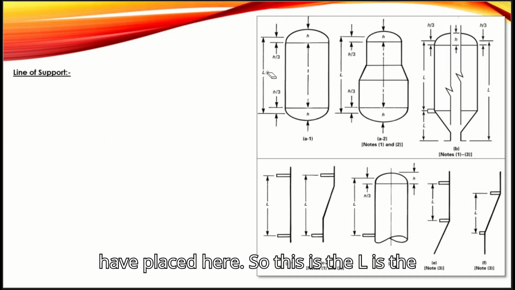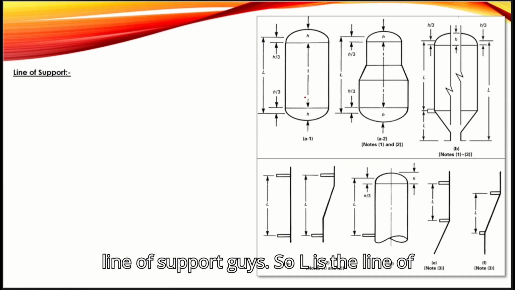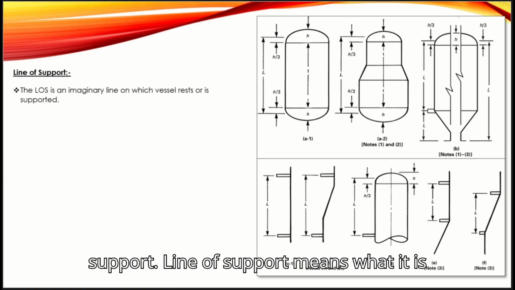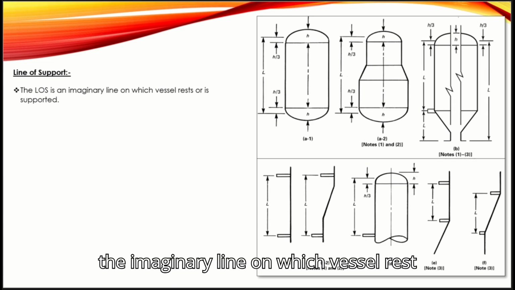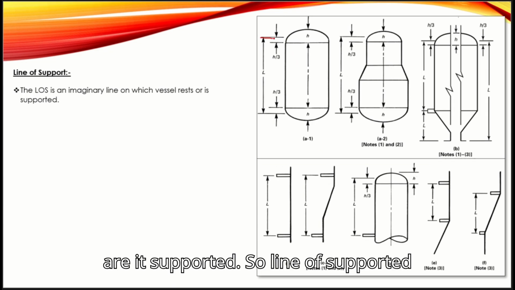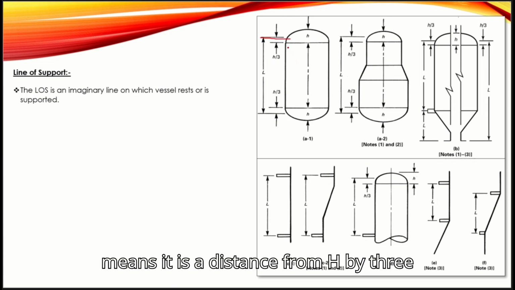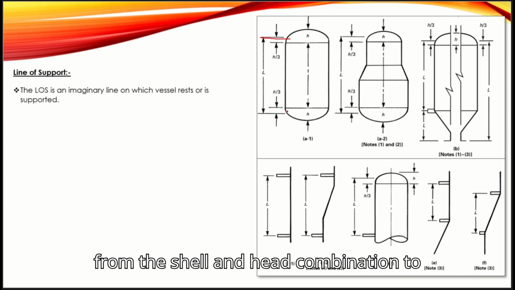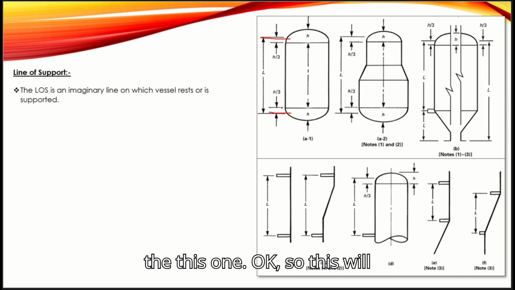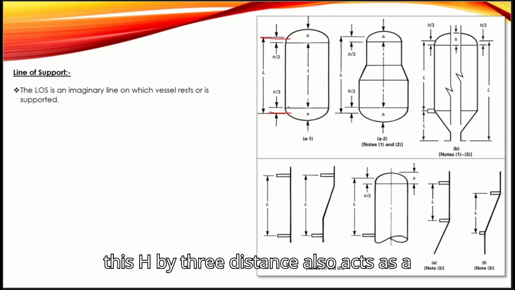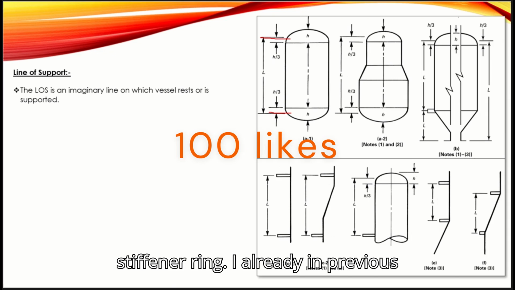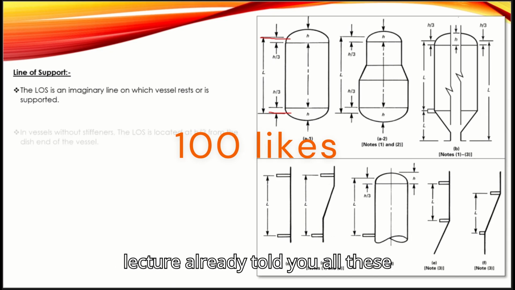So this is the line of support, guys. Line of support means what? It is the imaginary line on which the vessel rests or is supported. So the line of support is the distance of H by 3 from the shell and head junction. So this H by 3 distance also acts as a stiffener ring. I already told you all these points in the previous lecture.